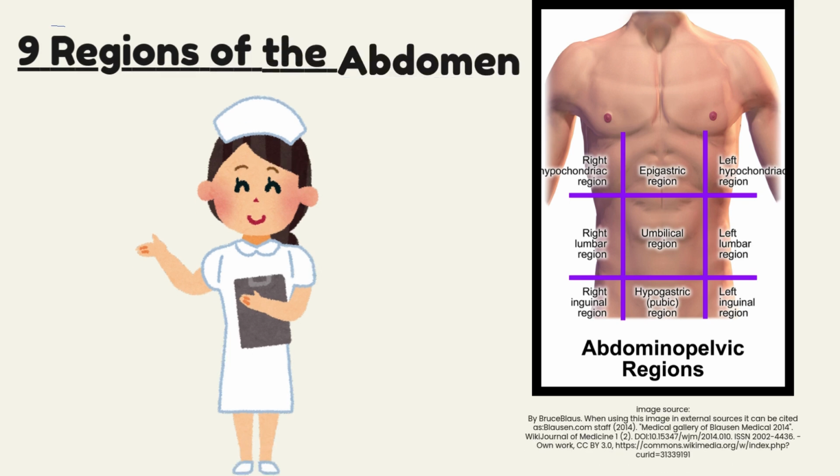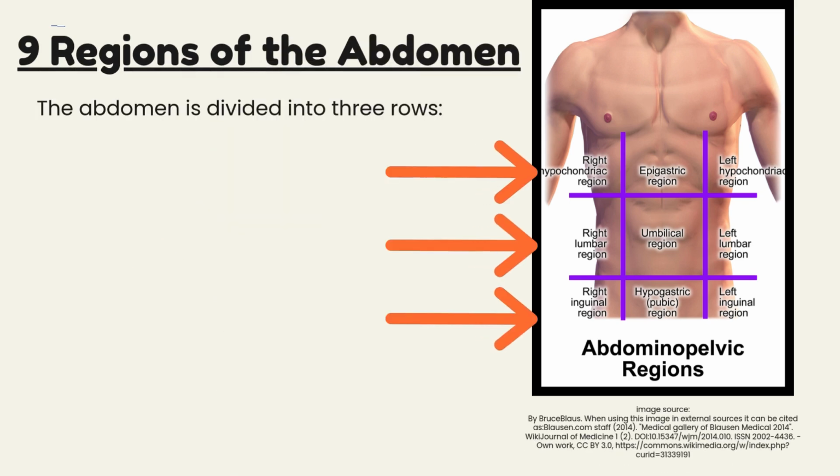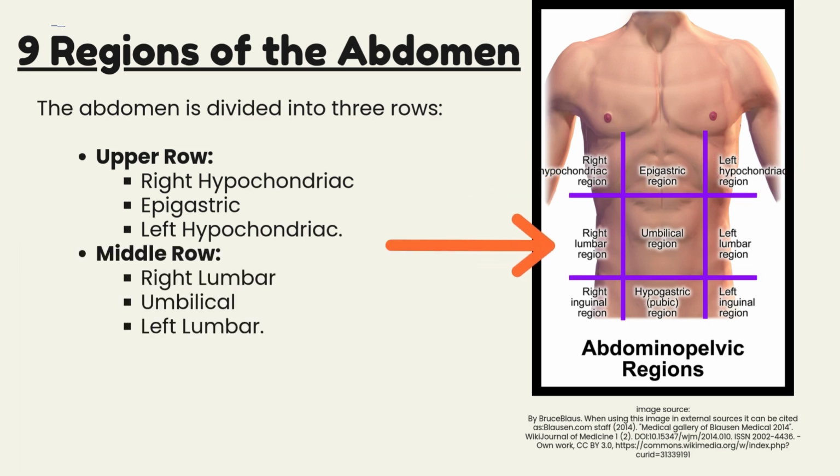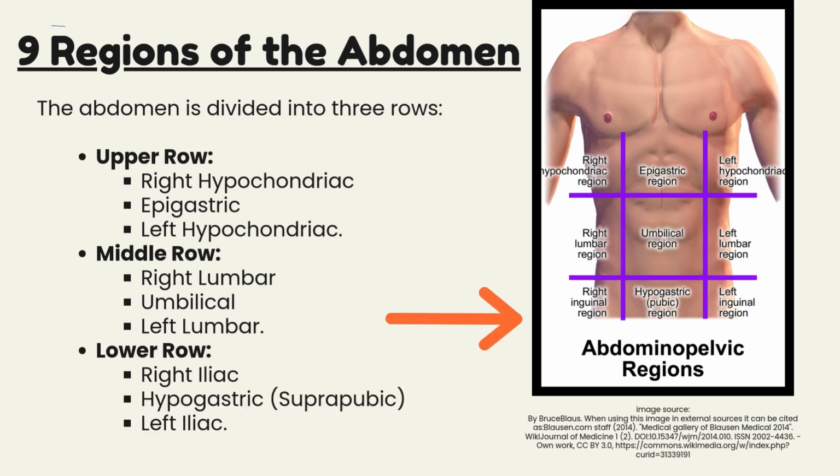Now we will discuss the 9 regions of the abdomen. The abdomen is divided into 3 rows. The upper row consists of the right hypochondriac region, epigastric region, and left hypochondriac region. The middle row consists of the right lumbar region, umbilical region, and left lumbar region. The lower row consists of the right iliac region, hypogastric region, and left iliac region. We will discuss them one by one.